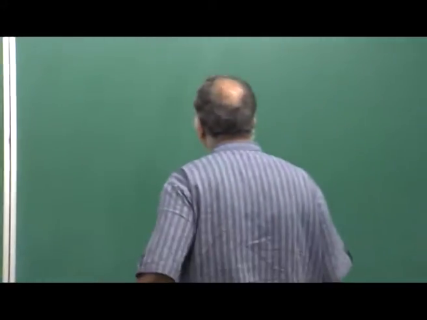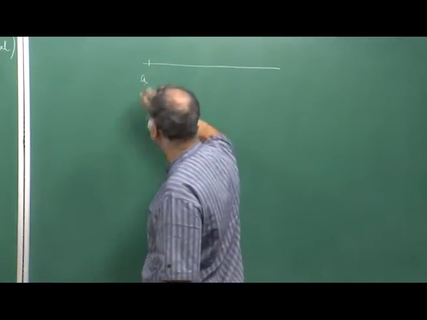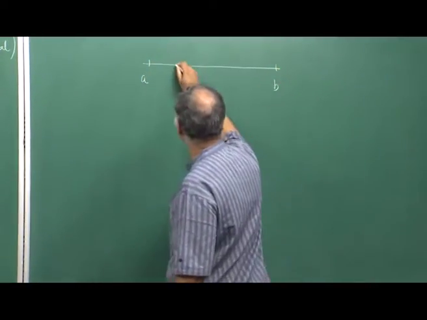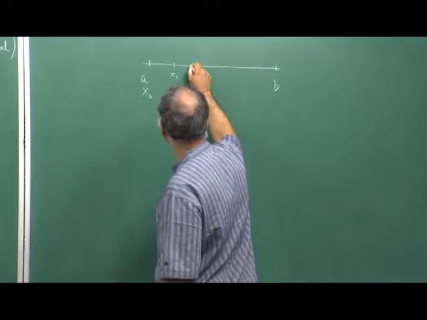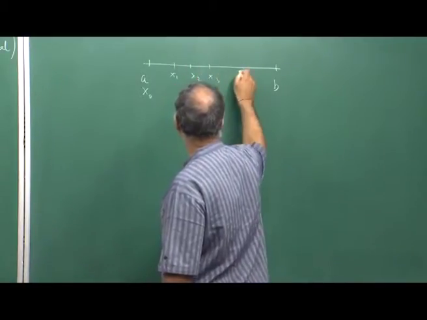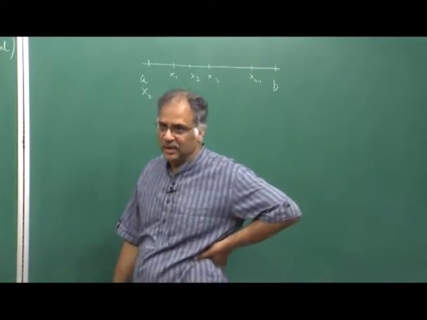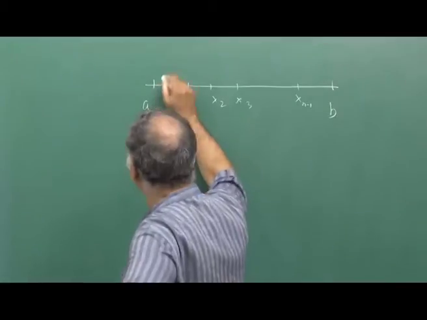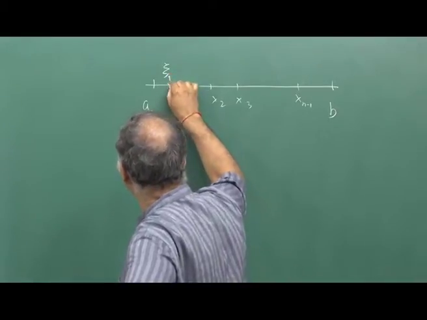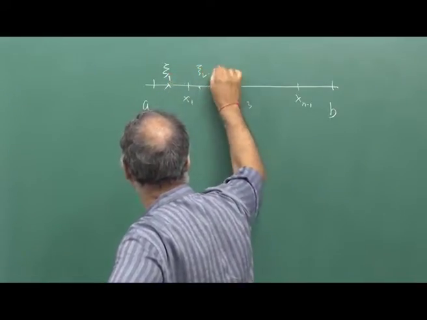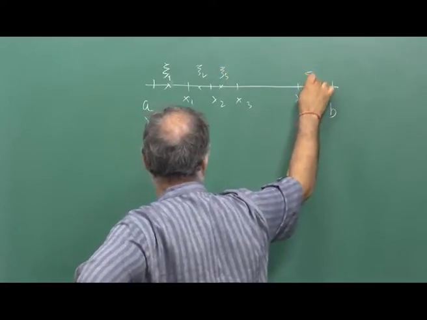So this is a partition P. If I write this as x1, x2, x3, up to x(n-1), so I can start with indexing. I can start with xi1 as one element I choose from here, xi2 I choose from here, xi3 I choose from here, xin I choose from here, and so on.